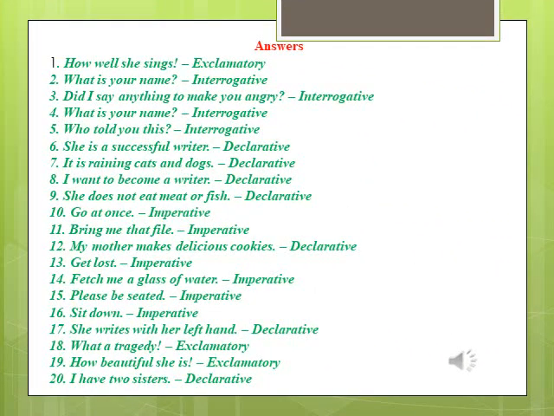Here are the answers of the task which I had given you in the previous slide. I asked you to name the kind of sentences. So you can check your answers here and find out how much you have understood about what a sentence is and what are the different kinds of sentences. So, please don't forget to check the answers and also do share your score with me. I will be waiting eagerly to know your score.